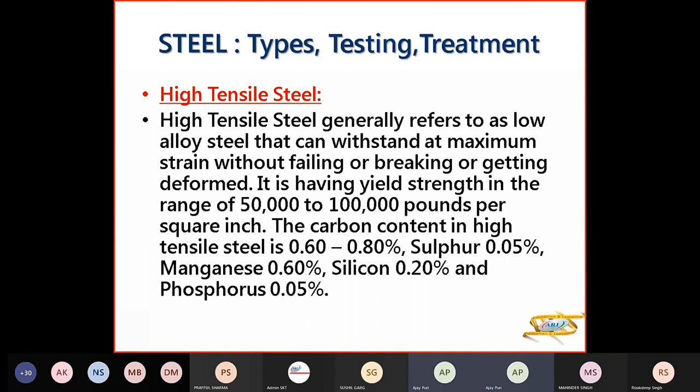Sulfur content, if you see in all steel, will be less than or equal to 0.05. So all your steels, you can write your sulfur and phosphorus content same, 0.05 or less. Manganese content will change, silicon content will change. So manganese content here will be 0.6%, silicon 0.2.